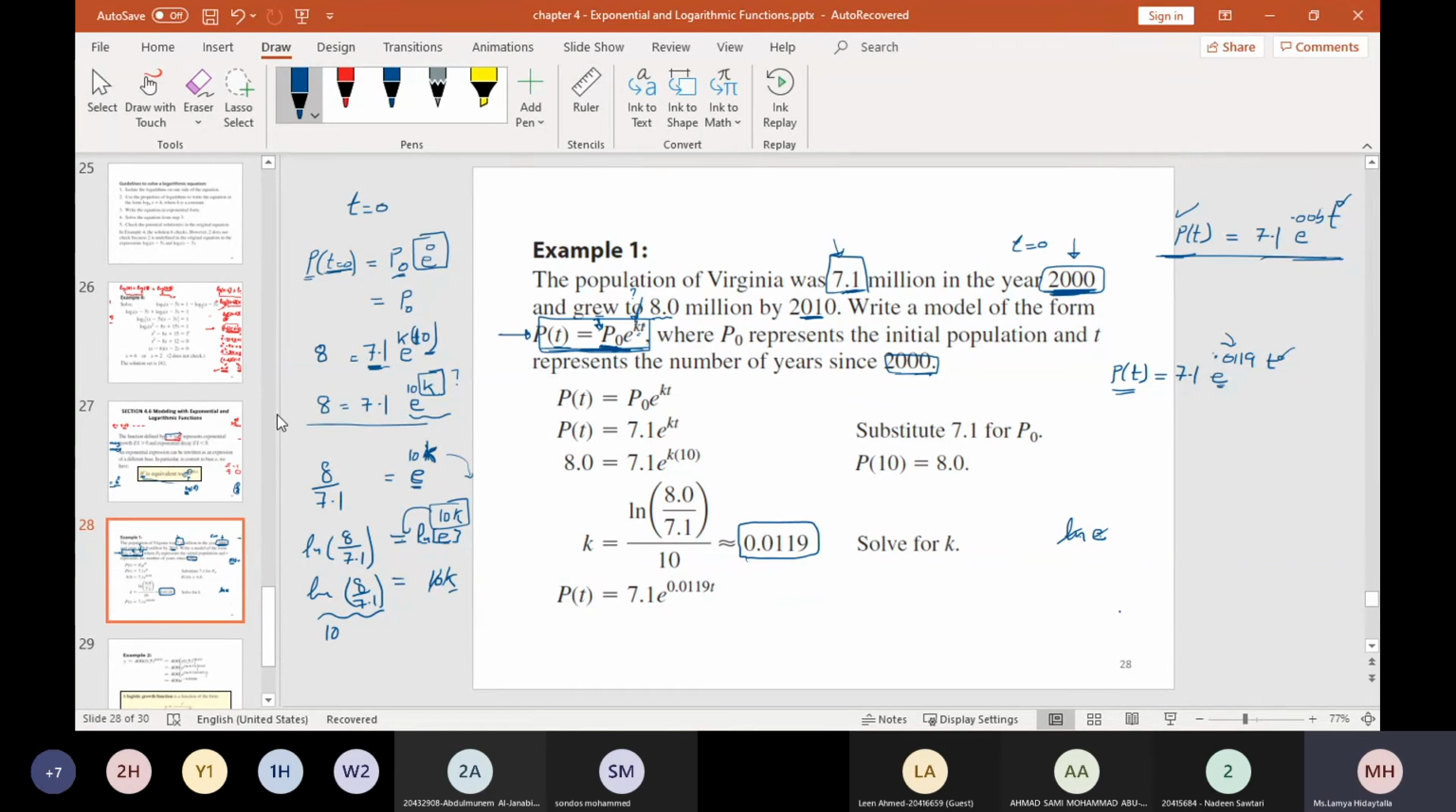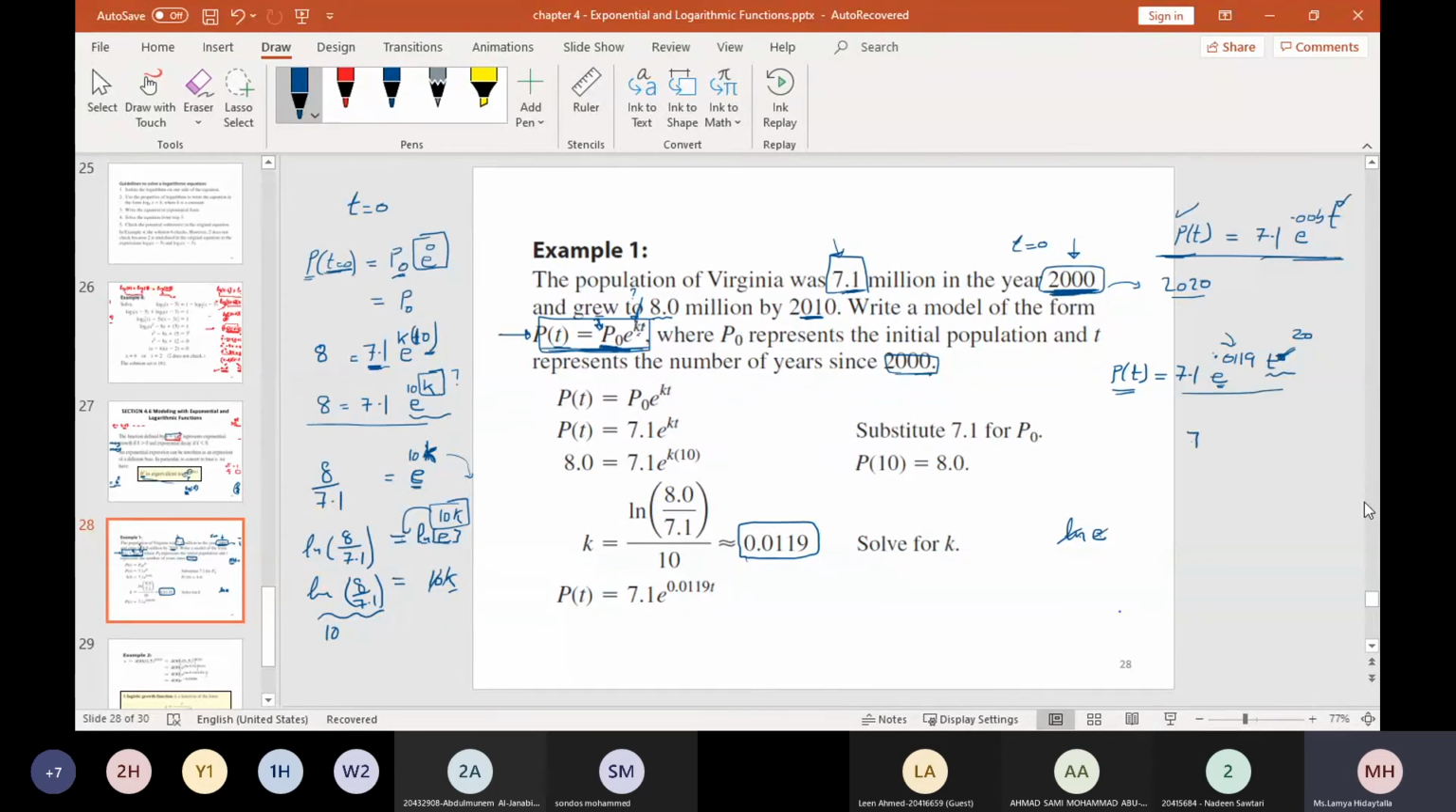Clear? Okay, if he said that this was in year 2000, how much will the population be in the year 2020? What should I do? Am I going to substitute t with 2020, or with what? How many years from 2000 to 2020? Twenty years. So t will be 20, and you're going to substitute with 20. And then make the calculation.